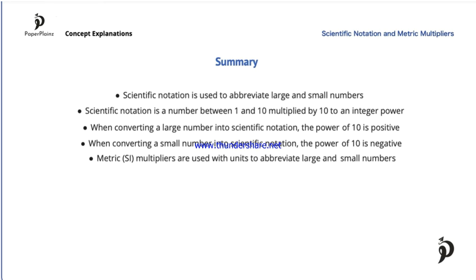We also learned that metric multipliers are used with units to abbreviate large and small numbers. And we concluded that there is no need to memorize the metric multipliers because they are found on page 5 of the data booklet. This completes our discussion of scientific notation and metric multipliers. In the next video, we will talk about significant figures.